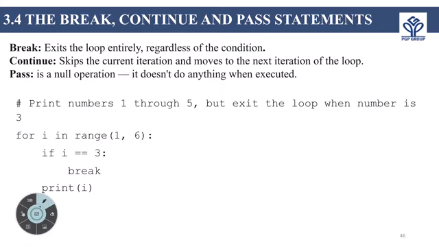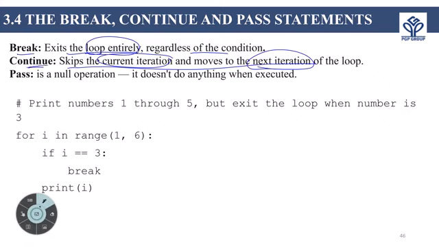Break exits a loop entirely regardless of the condition. So after checking the condition, when the loop should be stopped entirely, we can use break. Okay, continue skips the current iteration. The first iteration does not exit the loop, but skips the iteration and then moves to the next iteration. We use continue, clear? It skips the current iteration and moves to the next iteration of the same loop. So this is continue.